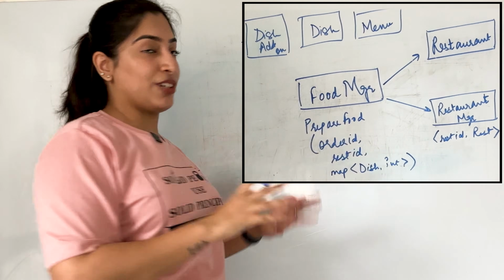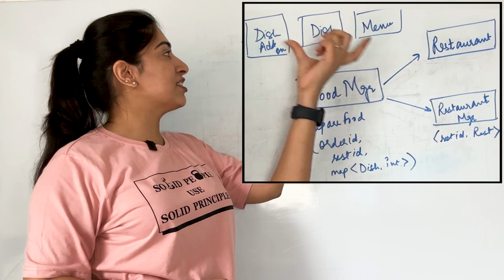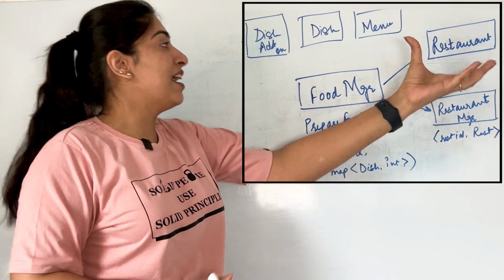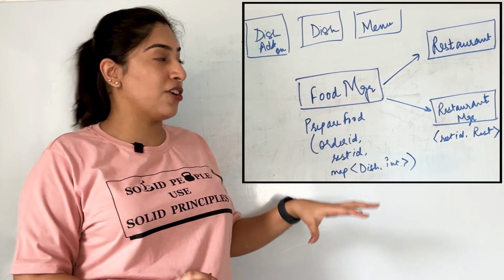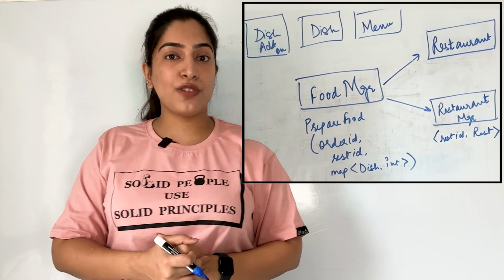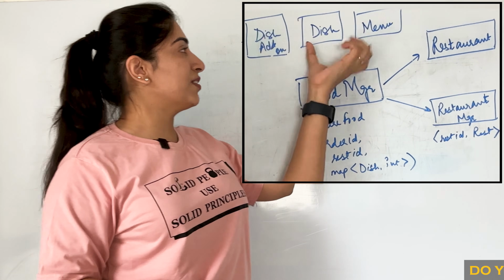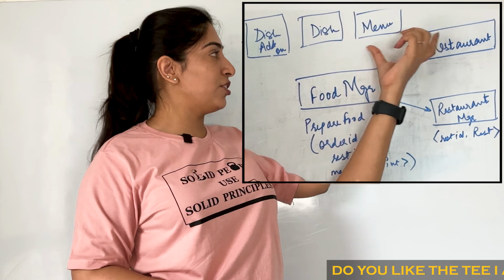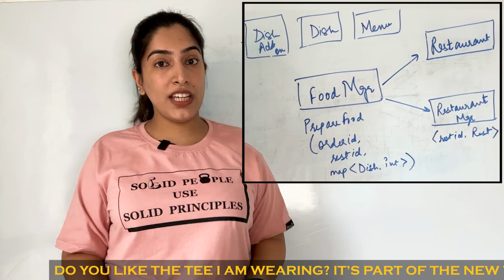And now, a restaurant has a menu, a menu has a dish, and a dish has a dish add-on. So this is all a has-a relationship, and we will discuss this in detail when we look at the UML diagram. But since these are has-a relationships, another question you should be asking yourself while designing: can a dish add-on exist without a dish? Can a dish exist without a menu? Can a menu exist without a restaurant? Now, these are system design decisions that we need to make, correct?